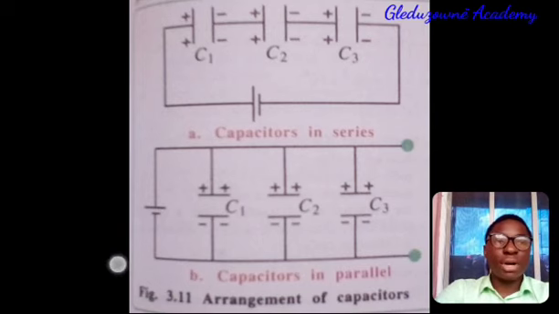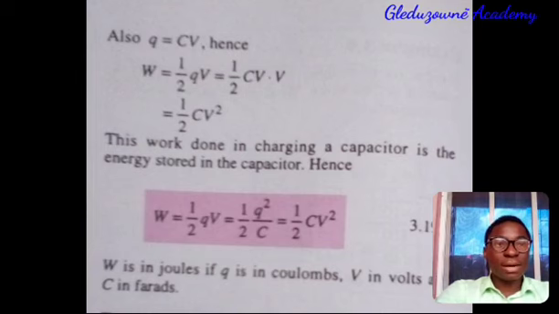That is mathematically represented by the equations 1/C = 1/C1 + 1/C2 + 1/C3. That's for series, but in parallel we have C = C1 + C2 + C3, and so on, depending on the number of capacitors you have.